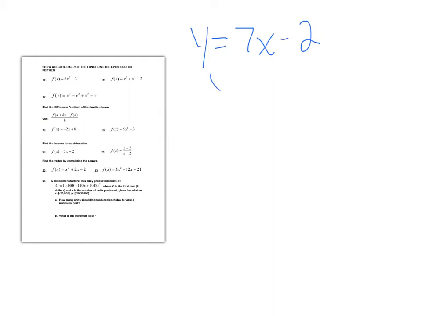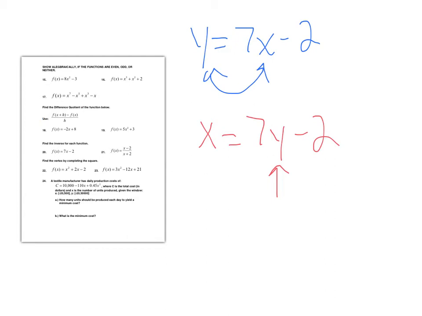We switch the x and the y, and we write it as x equals 7y minus 2. And in order to find the inverse, we just solve for y. And when you solve for y, that'll give you the inverse of the original function. So do that for both of those.